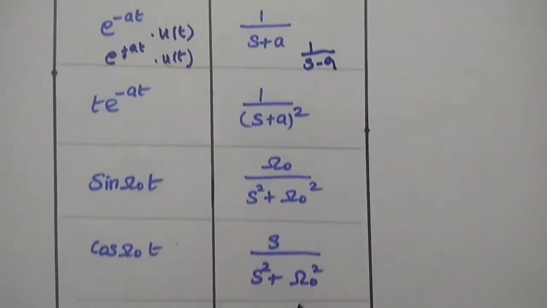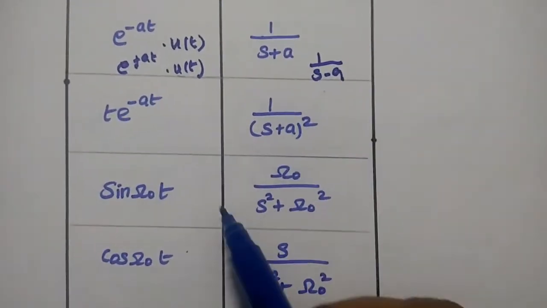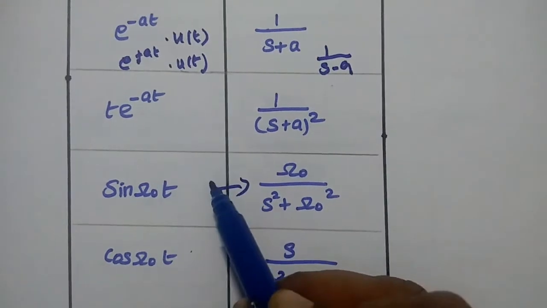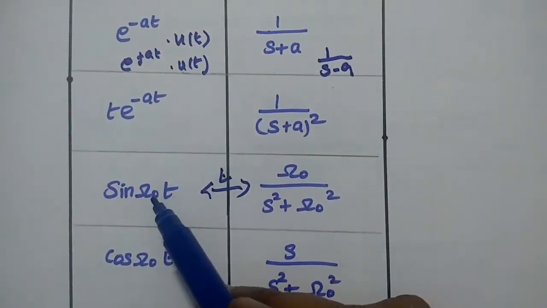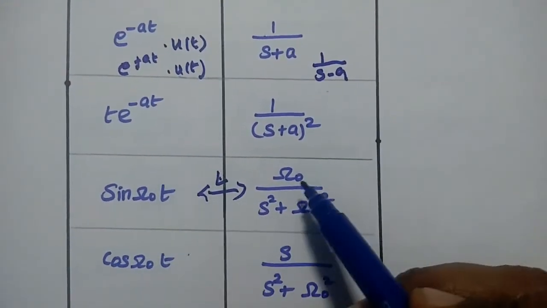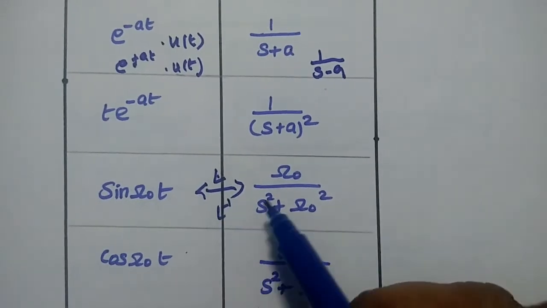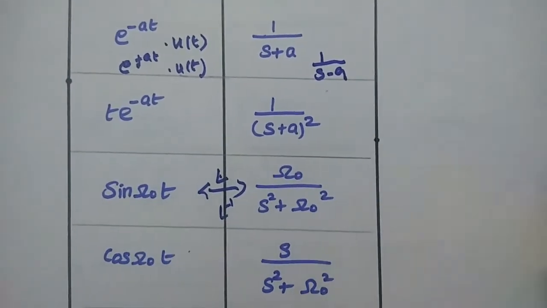Okay, so you have to remember these formulas. Either way, if it is this side, the Laplace transform of sin omega naught t is like this, and the inverse Laplace transform of this is equal to sin omega naught t.